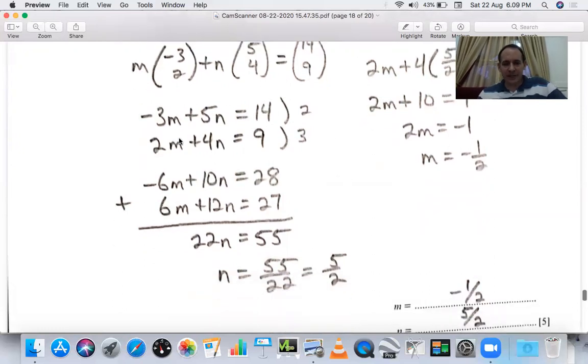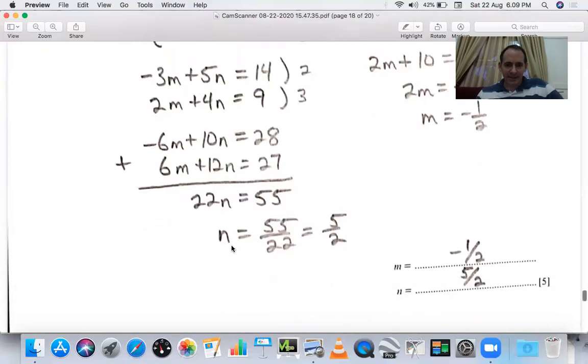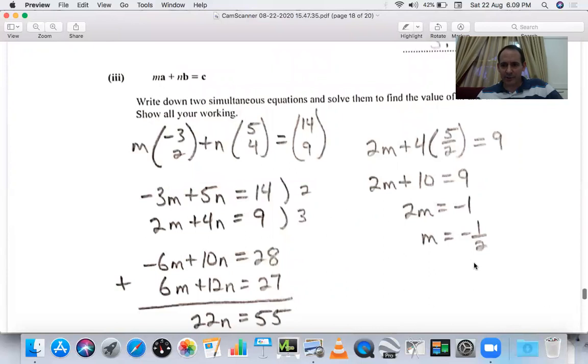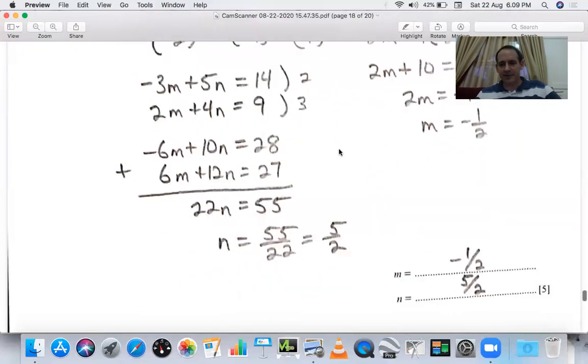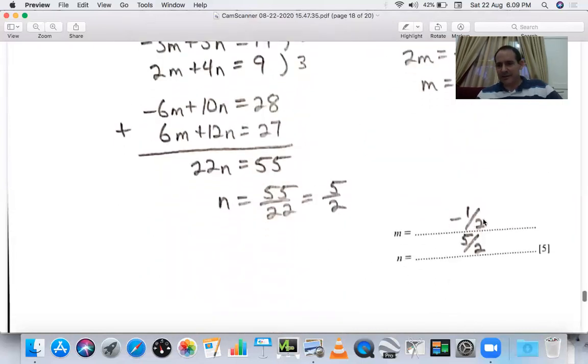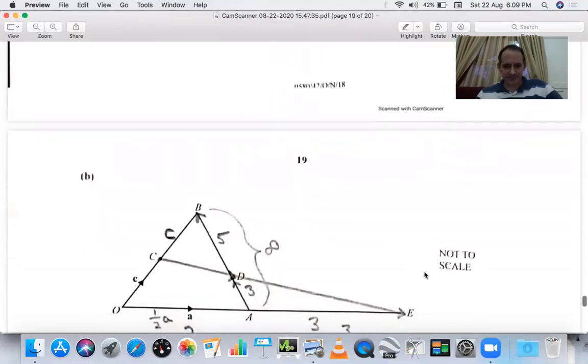Now you have simultaneous equations, which you should be able to follow through. I multiplied by 2 and 3 to give a common coefficient of 6. And then I added the 2 equations together to eliminate the m's. That left n, solve for n, plug it back into either one of the equations to solve for m. You can stop at that and look at the math on how that happens there. And you get -1/2 and 5/2.